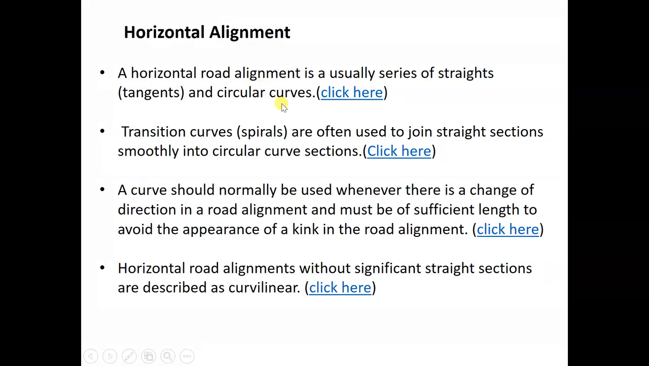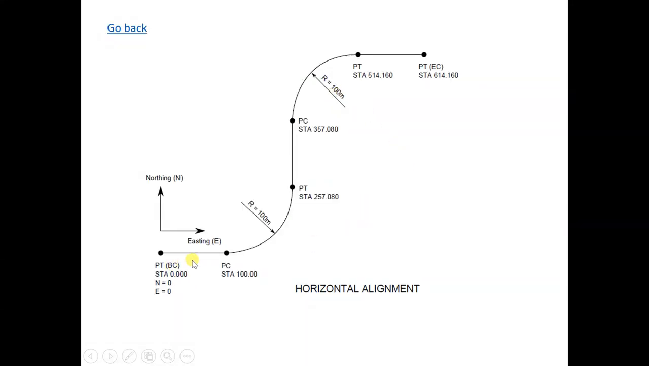A horizontal road alignment is usually a series of straights, which are called tangents, and circular curves. So you know the roads, this is about the plan. In a drawing, the horizontal alignment will be on the plan, whereas the vertical alignment will be the long section. On the plan, we know that the road will have a lot of change of direction to the left, to the right. It's seldom a straight line. So the road will have a series of straight line and then curve, straight line, curve, and so on.